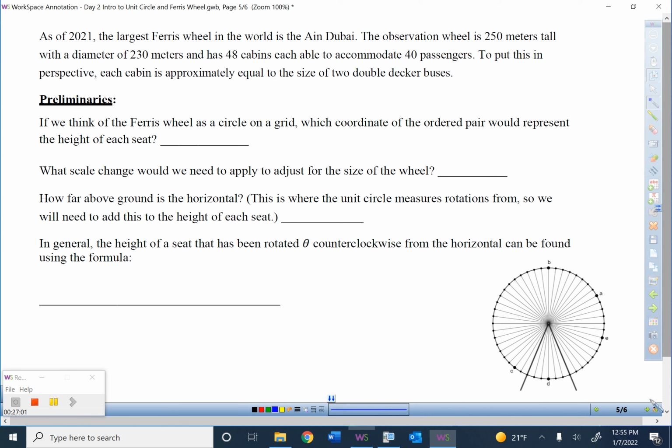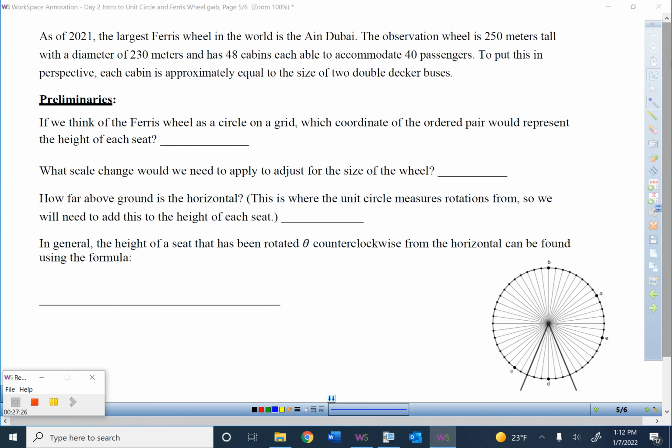The last thing we're going to do is an application of the unit circle. Okay, it's a circle, so things with circular motion can be applied using this stuff here. They give us some information here. It says, as of 2021, the largest Ferris wheel in the world is the Ain Dubai. And this thing is massive. It's 250 meters tall. Okay, so think about that, feet to meters. And then the diameter of this thing is 230 meters.